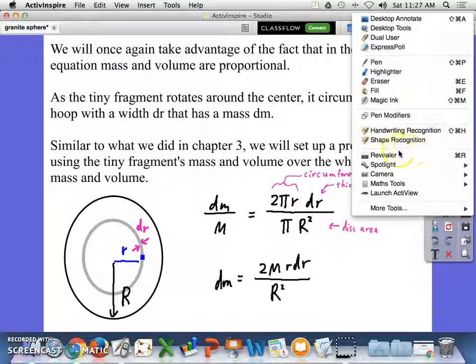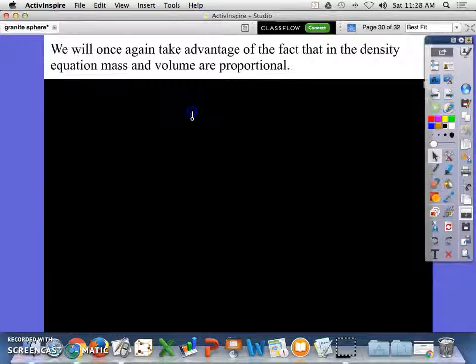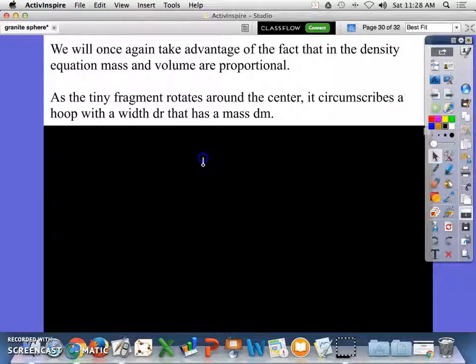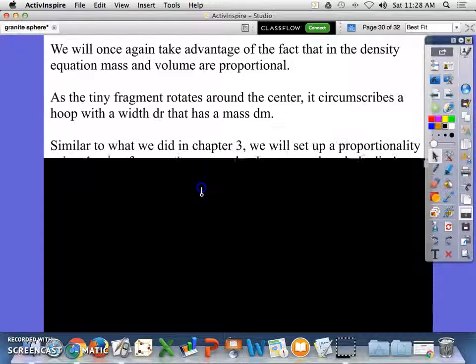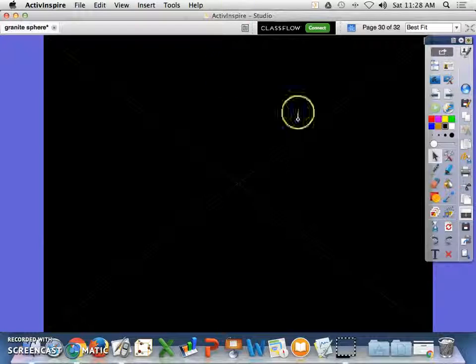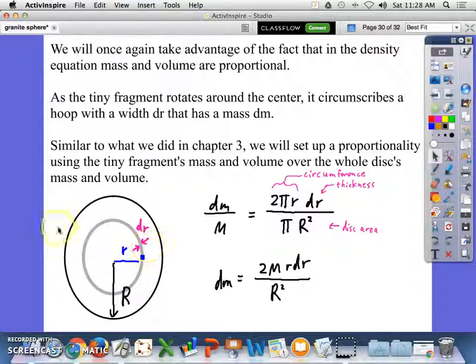Once again, we're going to pull the same trick we did before. We're going to take advantage of the fact that in the density equation, mass and volume are proportional. Density equals mass divided by volume. As this tiny fragment rotates around the center, it circumscribes a hoop with the width dr that has a mass of dm. Now this little whirling fragment is going to make a hoop.